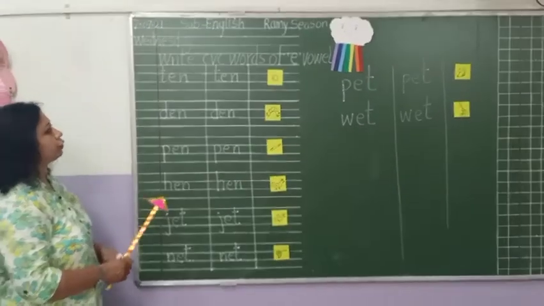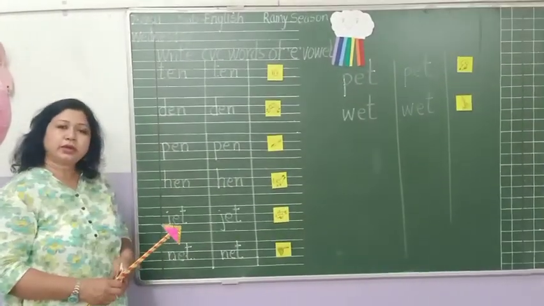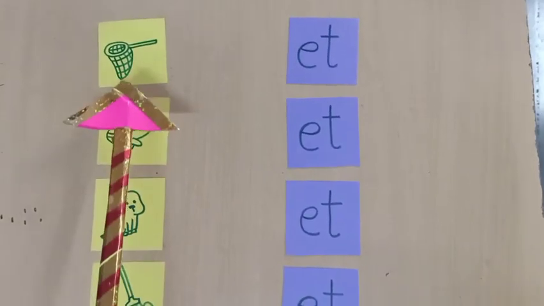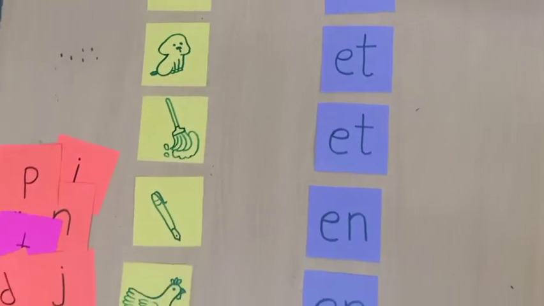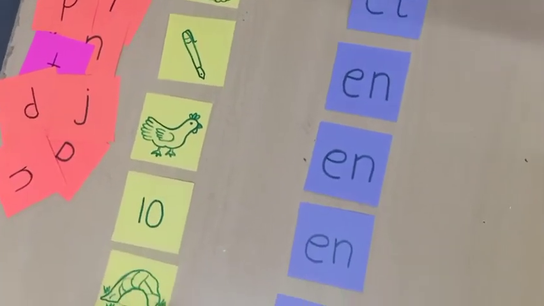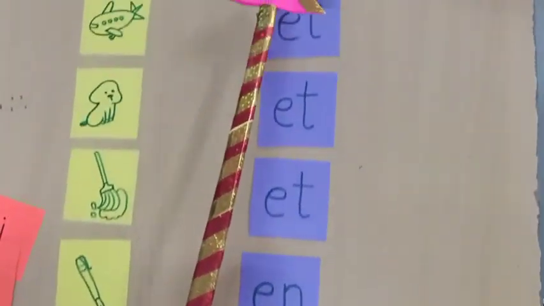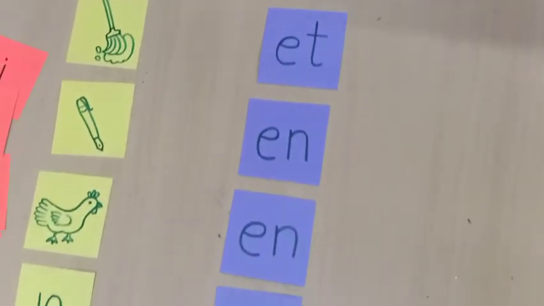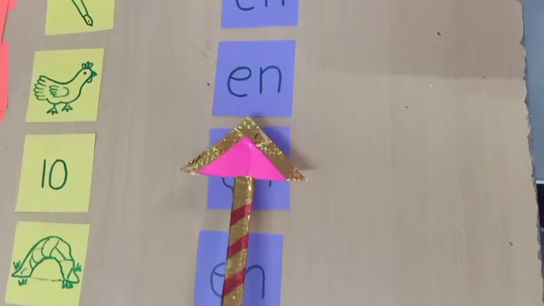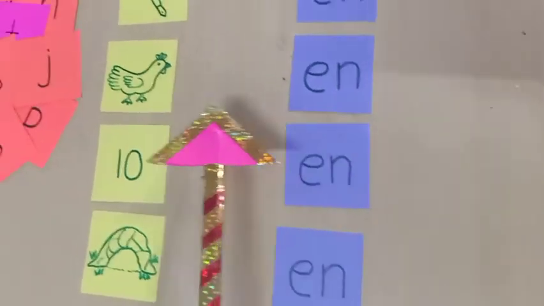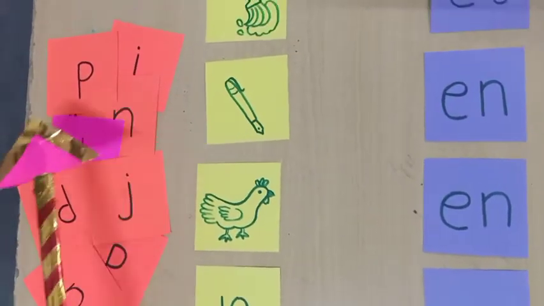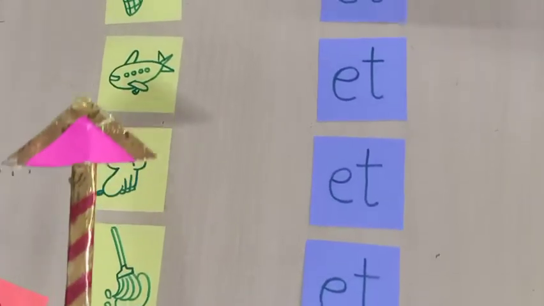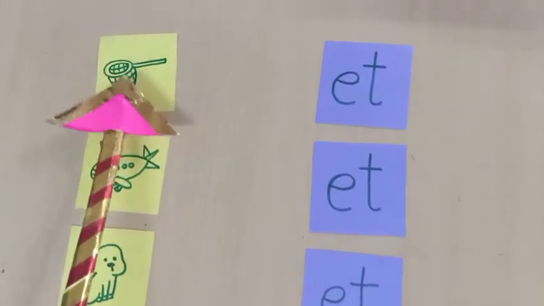But before going to the board, we will do one activity. In this activity, here I placed some picture cards, and this side at and n sound cards. And here some letter cards. So in this activity, first you have to say the name of the picture.